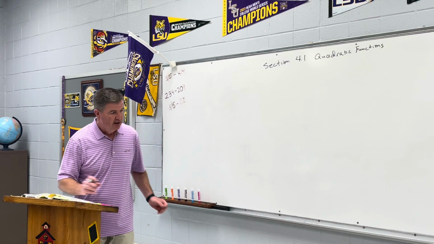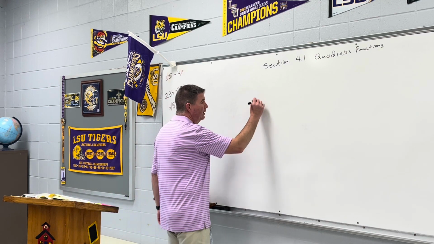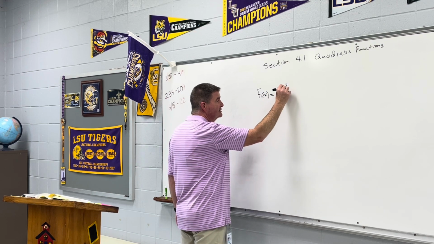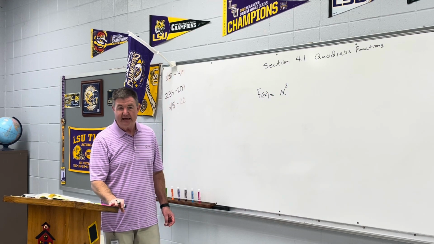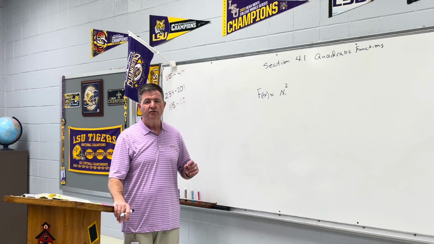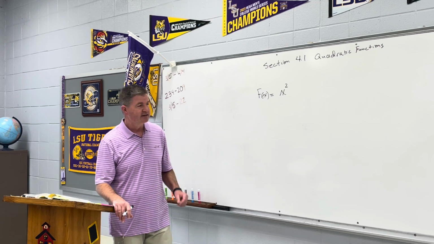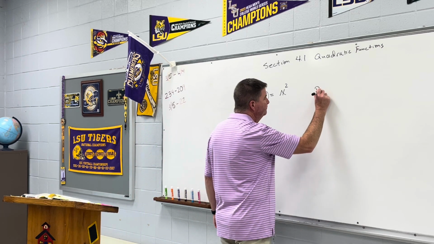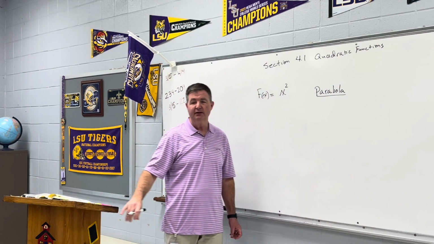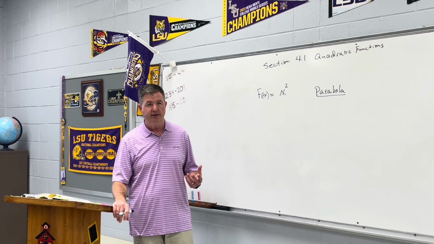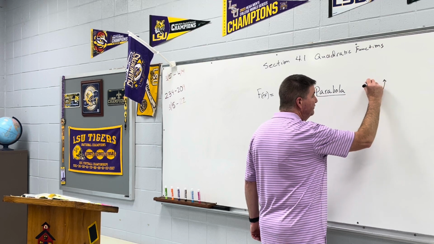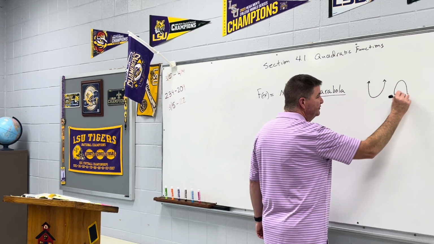Quadratic functions. What is a quadratic function? Well, a quadratic function is going to be in the form of x to the second power. A quadratic function makes a very special shape. It's called a parabola. A parabola looks basically like a U, either a U or an upside down U. So it would look like this if it's facing up, or this if it's facing down.